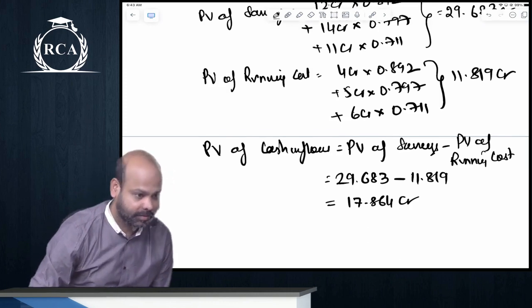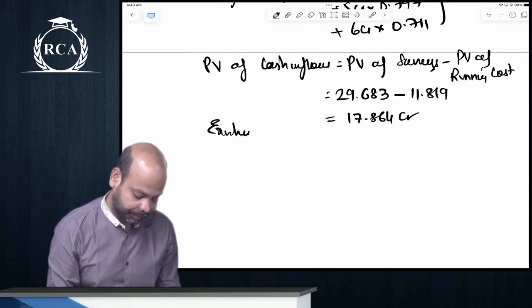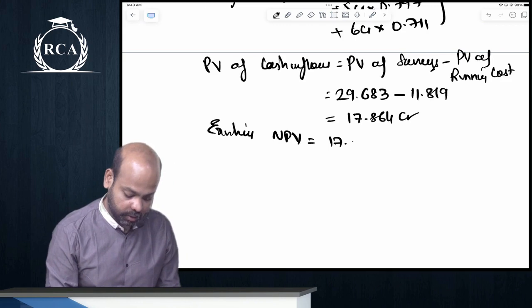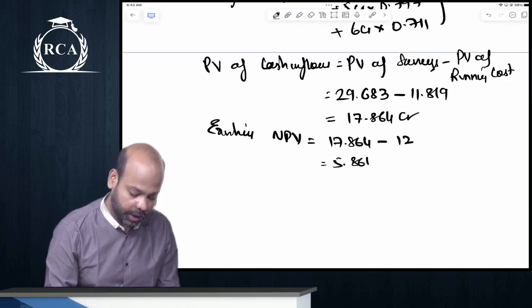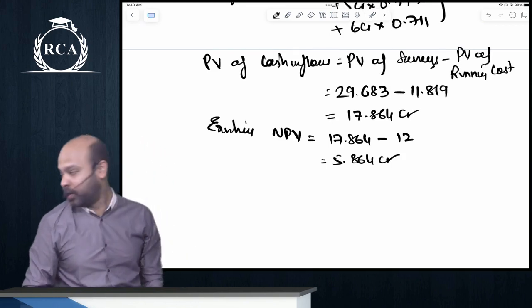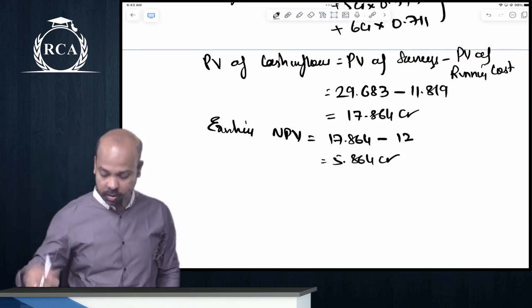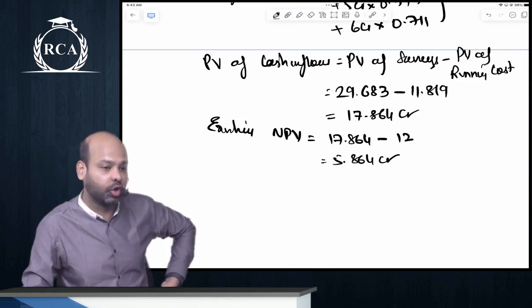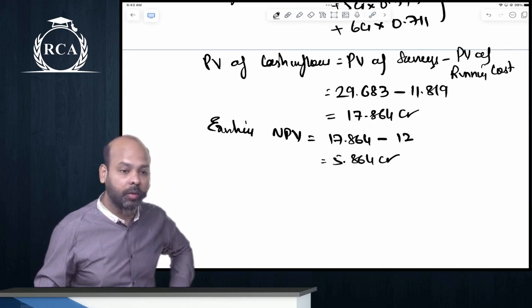Yes, beta. What is the existing NPV, guys? 17.864 minus 12, beta, 5.864 crores. This, beta, will become your existing NPV. Any doubt in this, beta? Existing NPV, guys, is 5.864 crores. Is everyone done till this point?